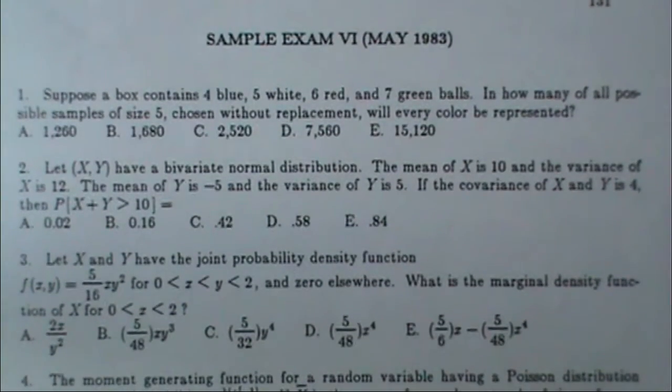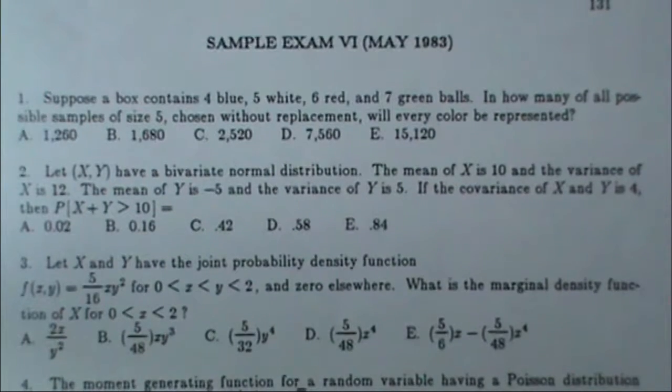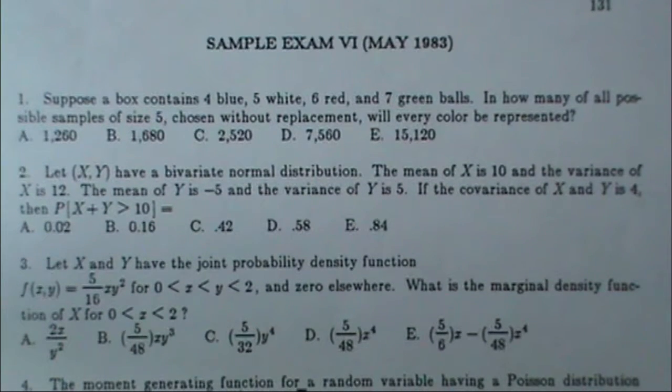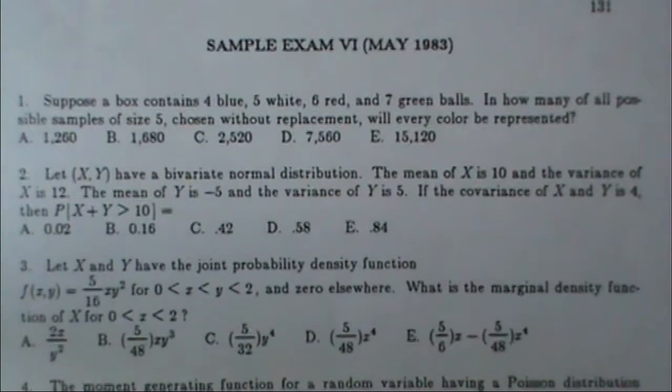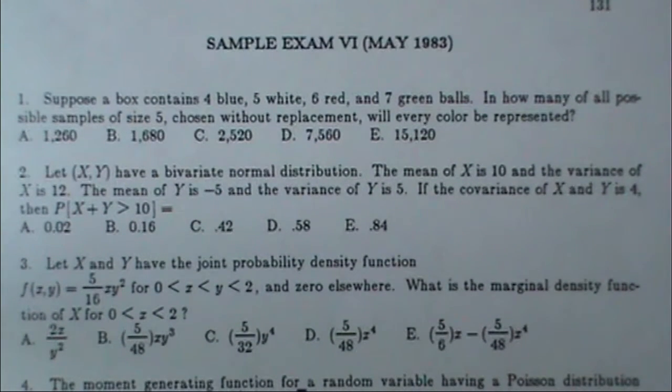Number 2, let x and y be bivariate normal distributions. The mean of x is 10 and the variance of x is 12. The mean of y is -5 and the variance of y is 5. The covariance of x and y is 4. Then what is the probability of x plus y being greater than 10?